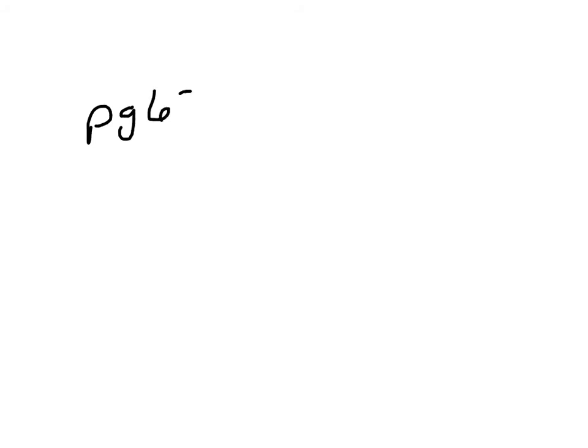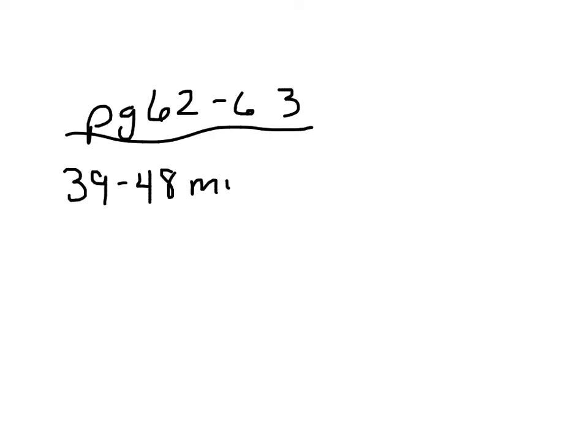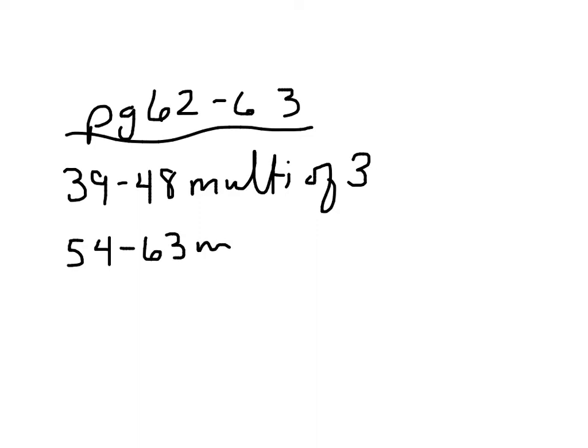On pages 62 to 63, it's going to seem like a lot right away, but it's not. 39 to 48, multiples of 3. 54 to 63, multiples of 3. And then 73. So when you look at that, I know it seems like a lot, but 39, 42, 45, 48, that's 4 from the first group. 54, 57, 60, and 63, that's 4 from the second group. And then 73 is a word problem.